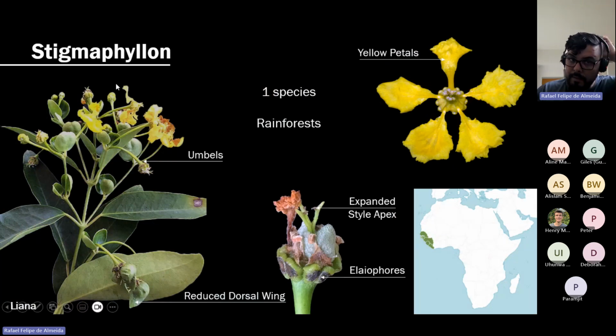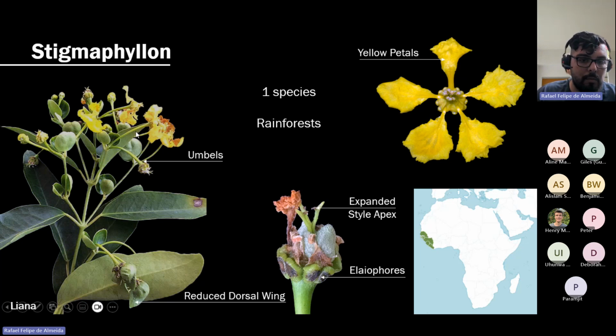And the last one is Stigmaphyllon, which is a mainly neotropical genus, but we currently have one species naturally occurring in Africa, in West Africa. It's the same case of Heteropterys. It's a species that is really common in the Amazon basin. Their fruits here have reduced dorsal wing, and they have chambers of air here that probably float. So that's why they are dispersed from the Americas to Africa, probably by ocean currents.